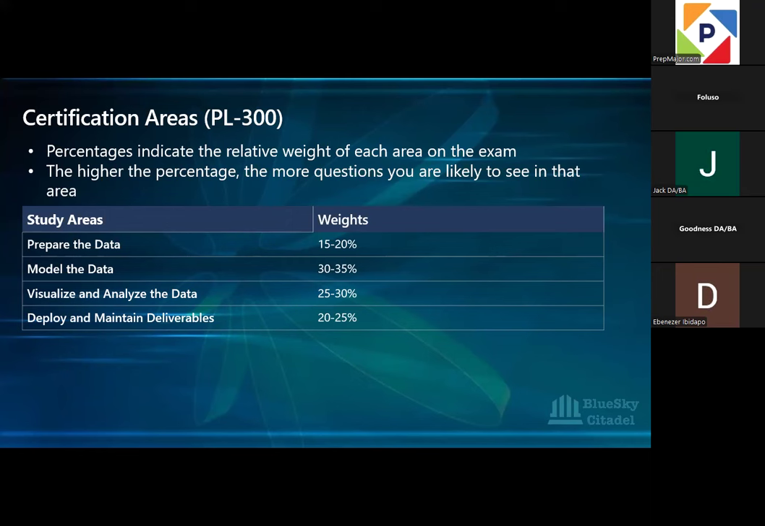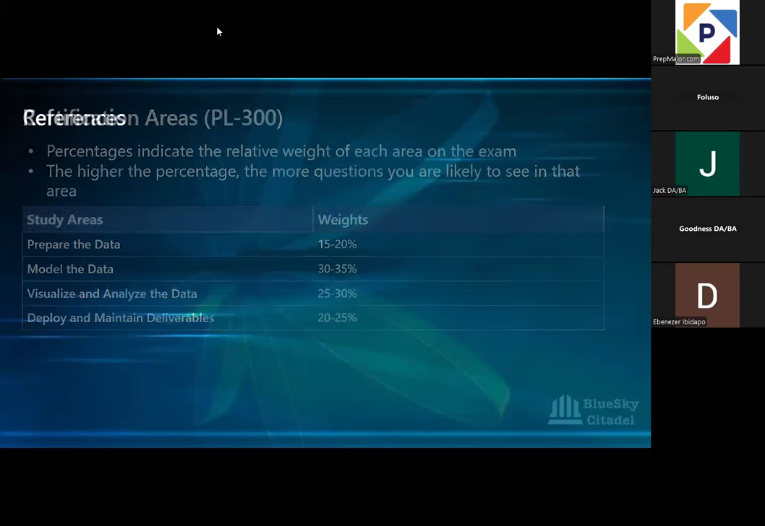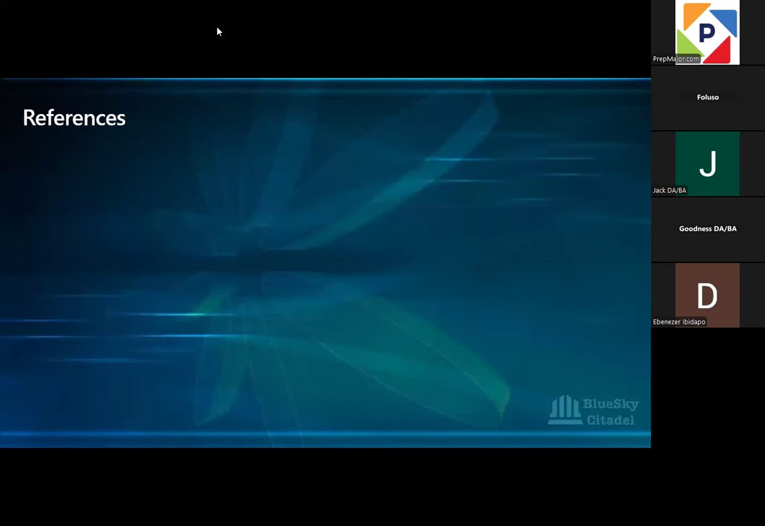Okay, visualize and analyze the data. When you are showing it in visual form and you're analyzing it, that is 25 to 30%. Then deploy and maintain deliverables. That is, you deploy it out there for people to see. So these are the weights attached to it. Any question? Good. So that takes me to the end of the introductory slide.